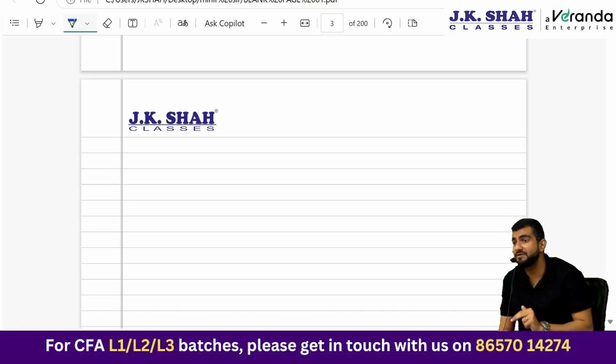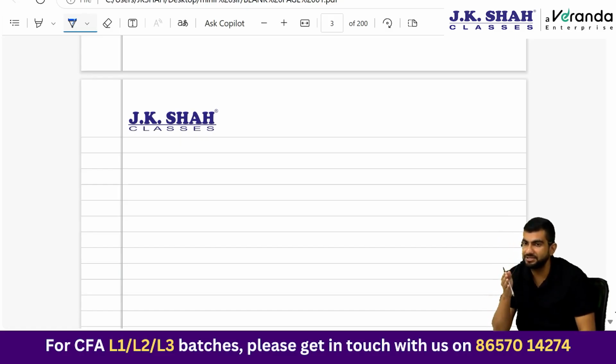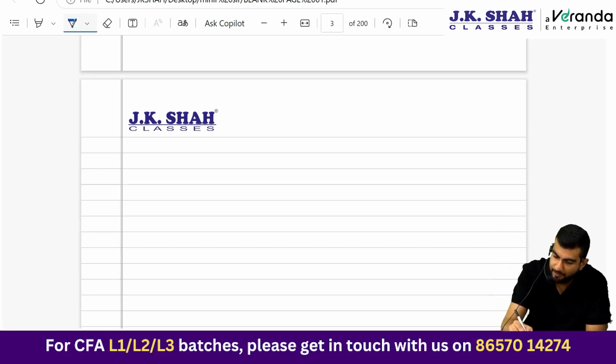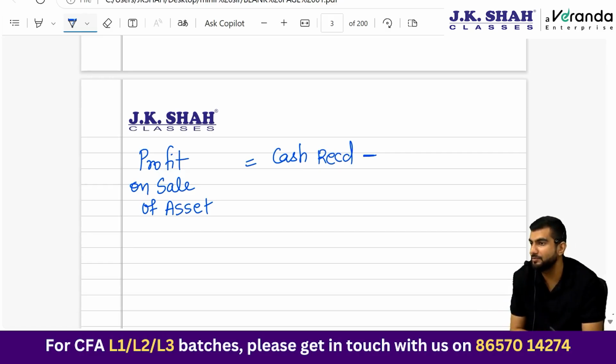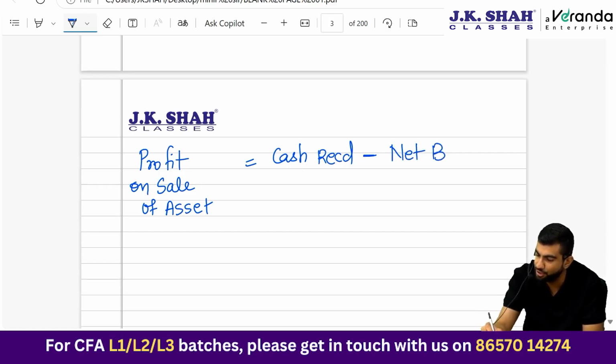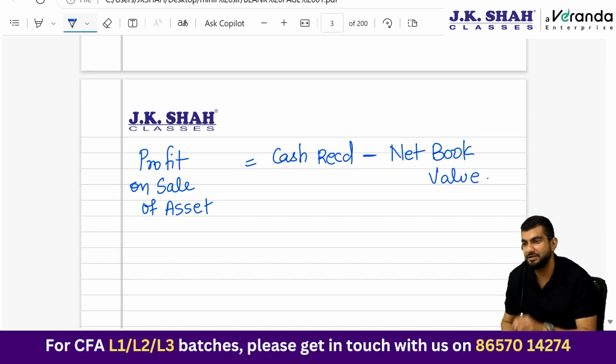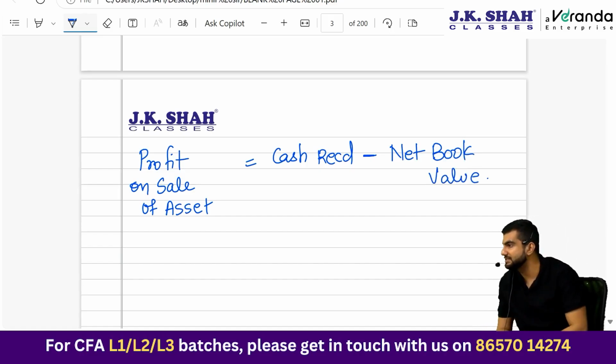Then when it comes to investing cash flow, that reconciliation I had shown you, because profit on sale of asset is what? Cash received minus gross book value or net book value? Net book value. Net book value is after considering accumulated depreciation. So now for this, we had done one question where I had shown you the reconciliation.